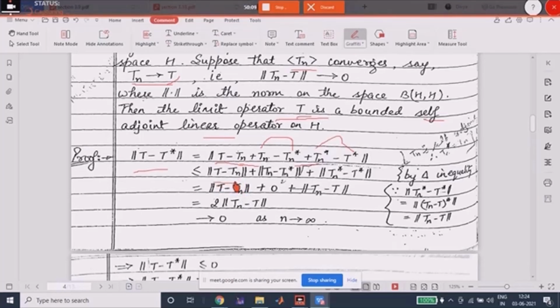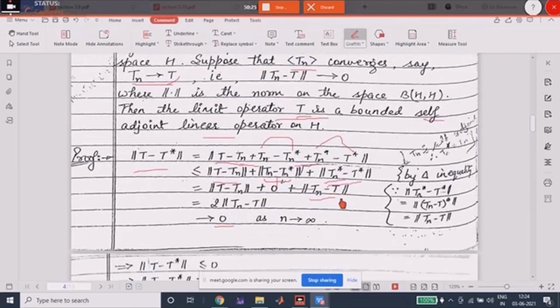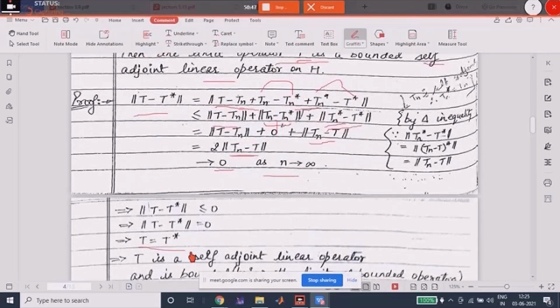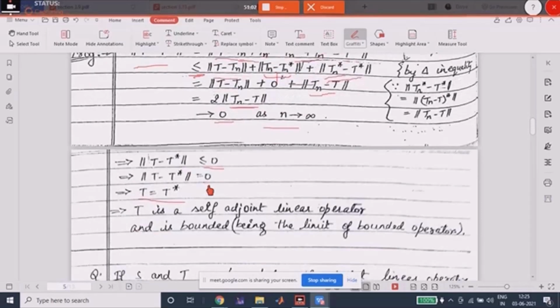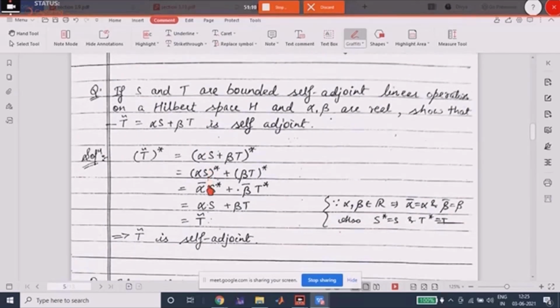Distributive summations. Now Tn - Tn* is 0 because Tn was a sequence of self-adjoint operators. Now the norm of Tn - T and the norm of Tn* - T* are equal. So these two summations remain, and these two summations will become twice the norm of Tn - T, and Tn was converging to T, therefore that would converge to 0 as n tends to infinity, right? So therefore, from here the norm of T - T* is less than or equal to 0, but a norm can't be less than 0, and hence T equals T*, and that means T is self-adjoint, right? And bounded, because it is a limit of bounded operators.